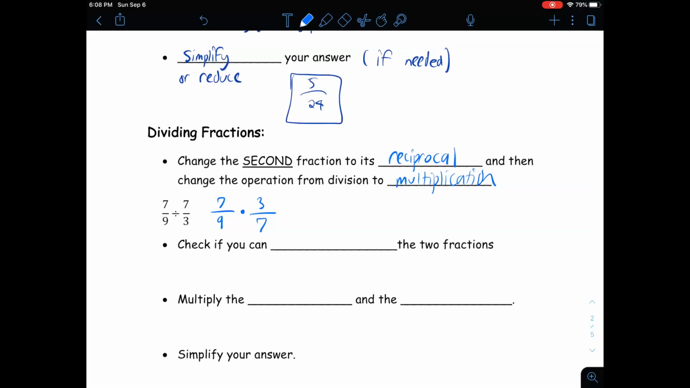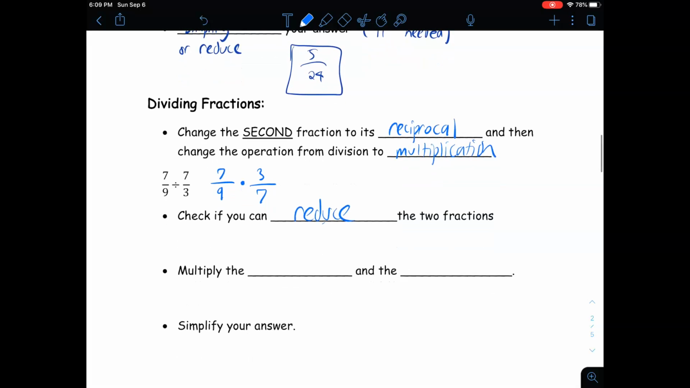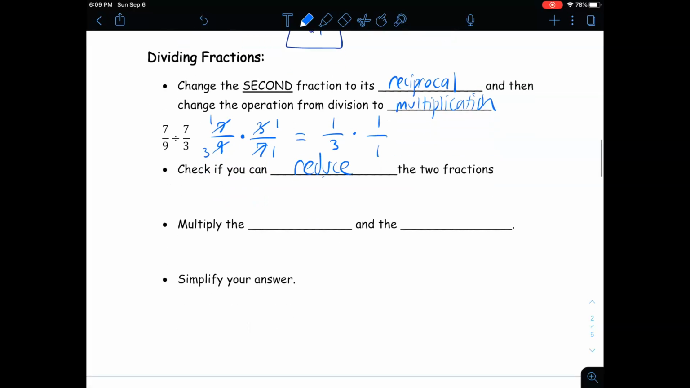And then it says check if you can reduce the two fractions. Well, we check vertically again, 7 and 9. Is there a number that goes into 7 and 9 nicely? Nope, 7 doesn't divide by 9. The 7's a prime number. Is there a number that goes into 3 and 7 nicely? No. What about 7 and 7? Yep, 7 goes into 7 one time, right? What about 3 and 9? Yep, 3 goes into 3 how many times? 3 goes into 9 how many times? So our new one is going to be 1/3 times 1 over 1.